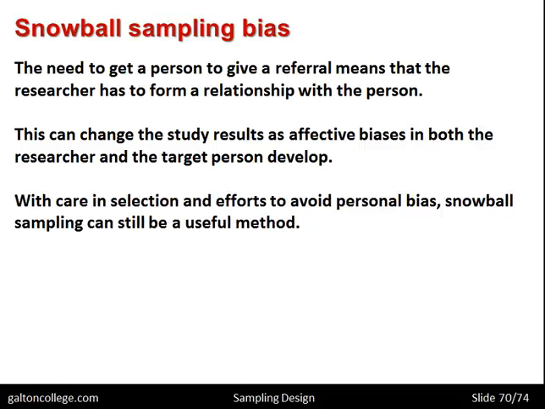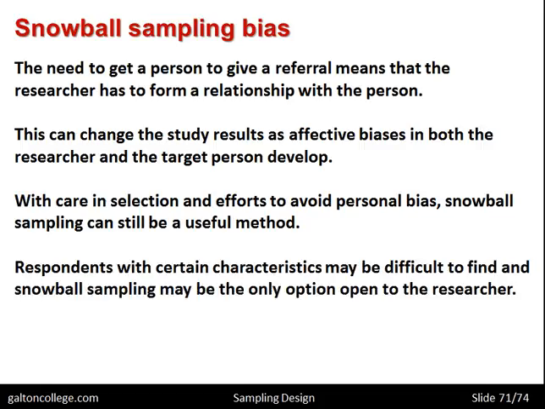With care and selection and effort to avoid personal bias, snowball sampling, I should say, can still be a useful method. So even though there are situations where there's bias and there's likely to be bias with this method, it still can be useful. Respondents with certain characteristics may be difficult to find, as in the example I gave earlier, where workers had a particular engineering skill that was out of date and those skills were no longer required, but people wanted to find out about those workers from a historic point of view perhaps. Then snowballing is a valuable option in that case.